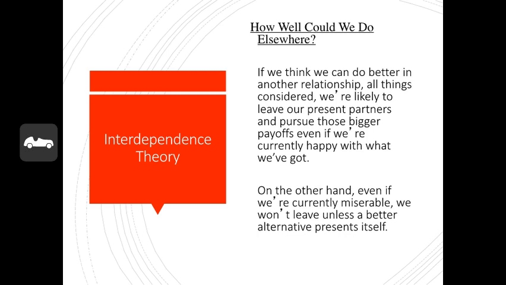On the other hand, interdependence theory says that even if we're in a relationship that isn't making us very satisfied, the costs are high, it's barely meeting our comparison level, or it's not meeting our comparison level, we still won't break up with that partner. We won't leave unless a better alternative presents itself.